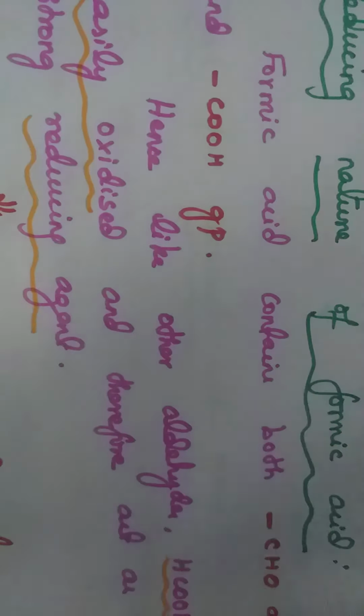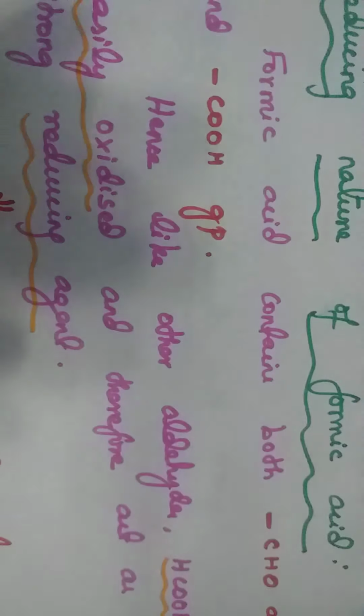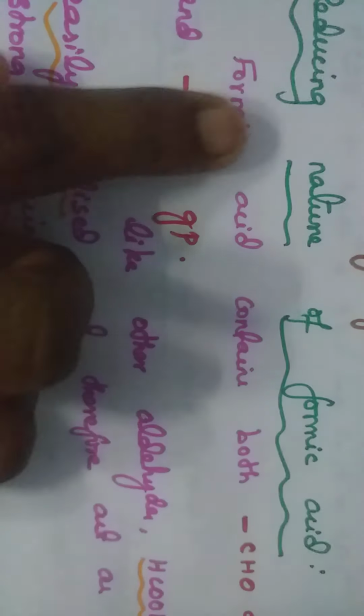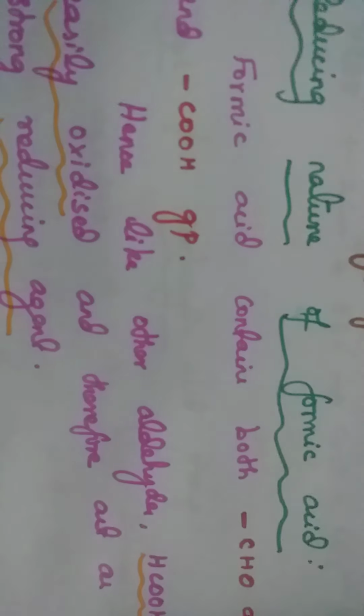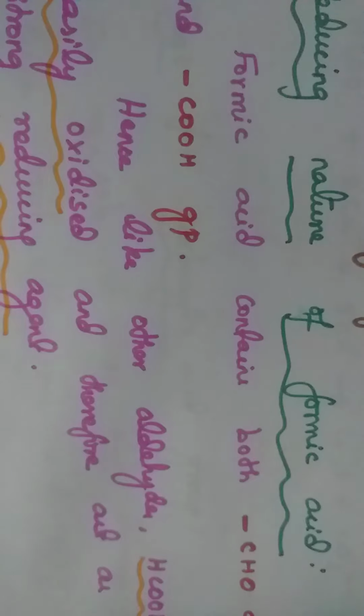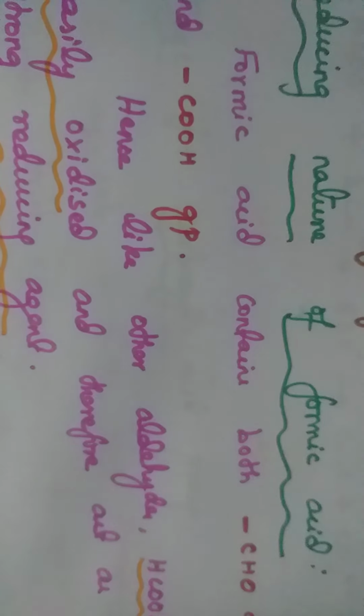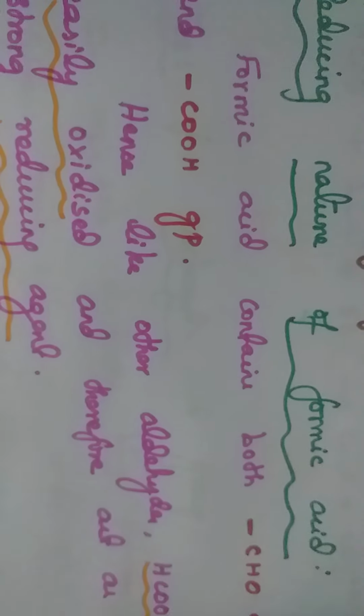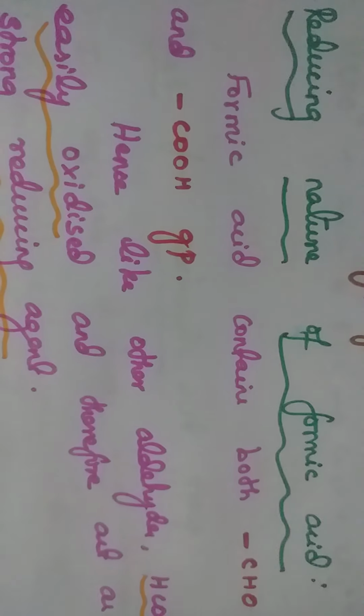Now the reducing nature. An important chemical property of carboxylic acids is the reducing nature of formic acid. In the carbonyl compounds we already discussed the reducing nature of aldehyde. What is the reducing nature of aldehyde? The aldehyde group has a tendency to reduce which one?